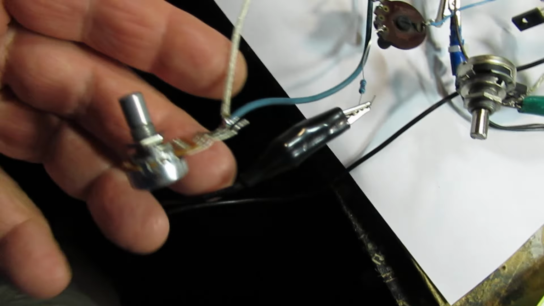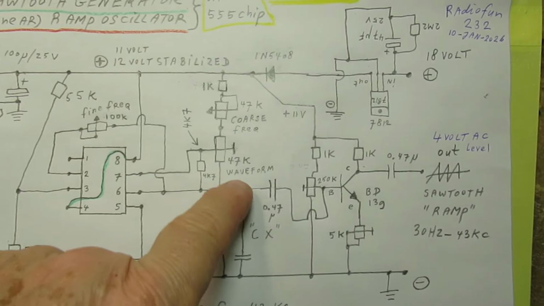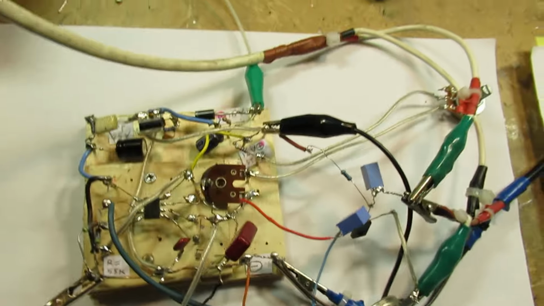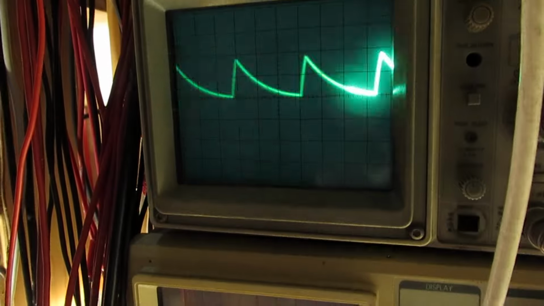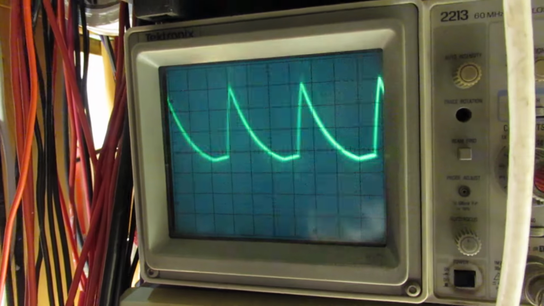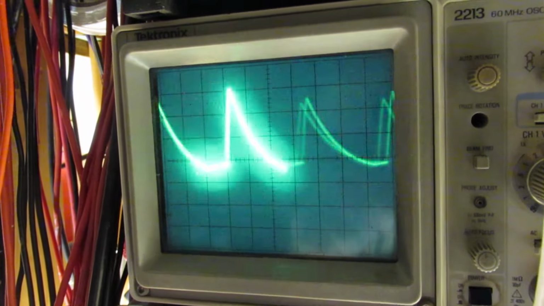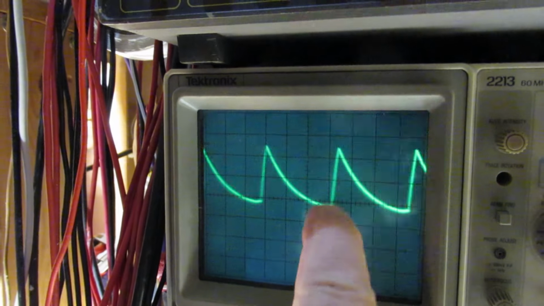I will turn now the frequency potentiometer. There is a fine frequency potentiometer here, and a coarse frequency potentiometer here. So let's tune the coarse potentiometer and see what happens. Well, this is the waveform correction potentiometer. That's the first important thing to tell. Here is the frequency potentiometer.